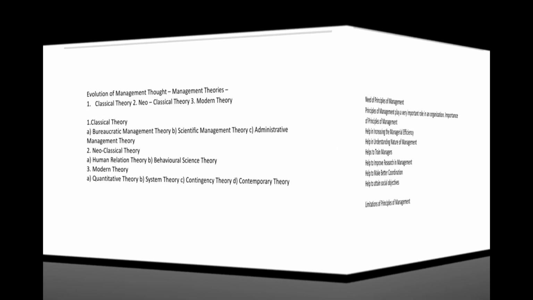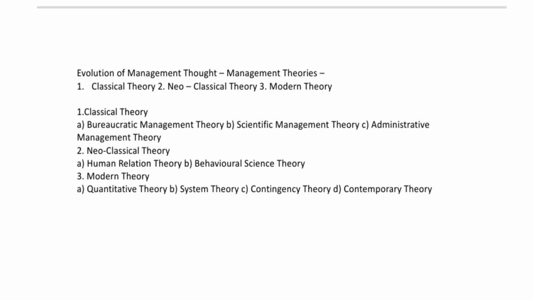Okay, now let us discuss the evolution of management thought and management theories. This concept of management has been available in business for many centuries. The evolution of management thought is classified into various stages, which are commonly called approaches or theories of management. For example, we can see three theories or approaches: one is the classical theory, another is the neoclassical theory, and the third is the modern theory. So we can call it the classical approach, neoclassical approach, or modern approach.